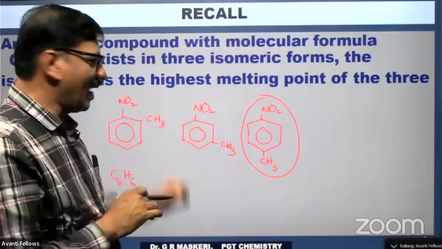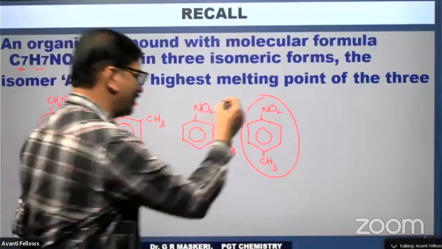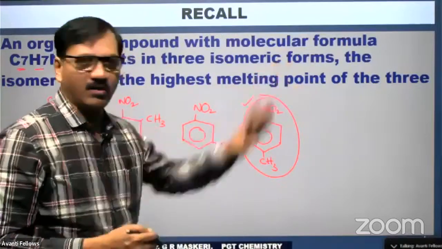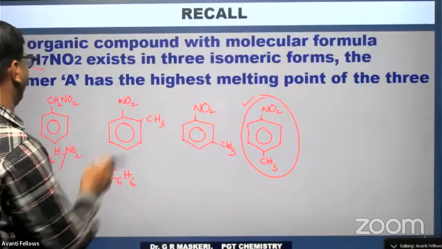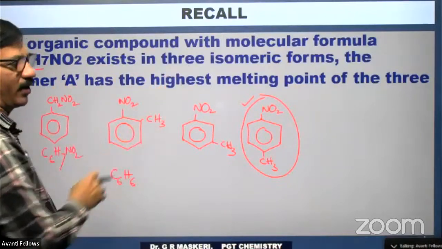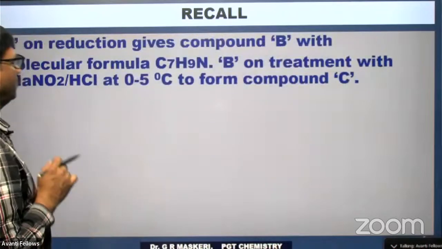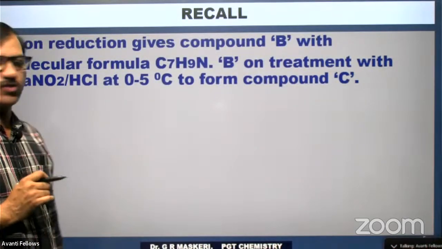Now these are the three isomeric forms of this, and this is the one we have to choose because A has the highest melting point out of the three. Now coming to the second phrase of the question.